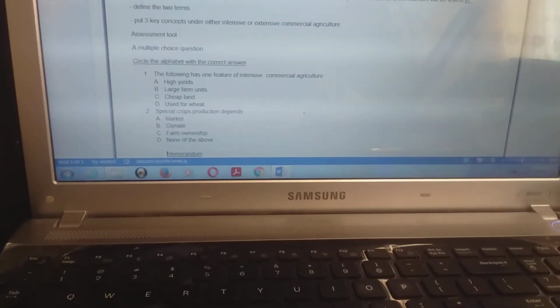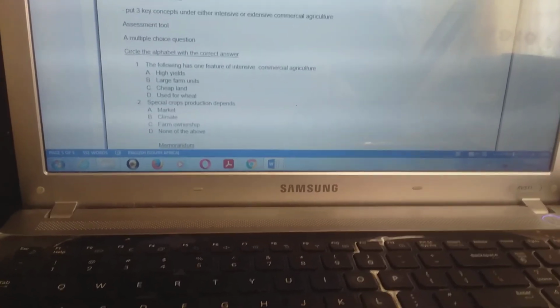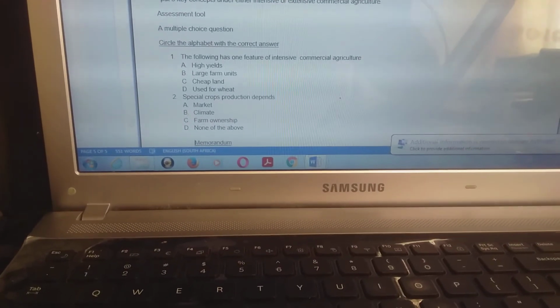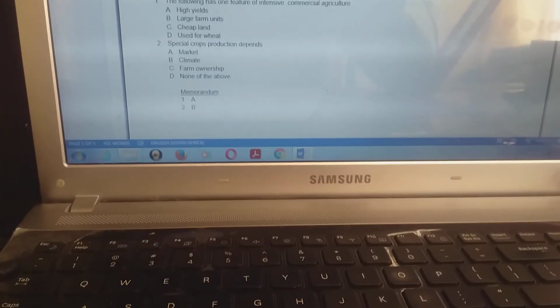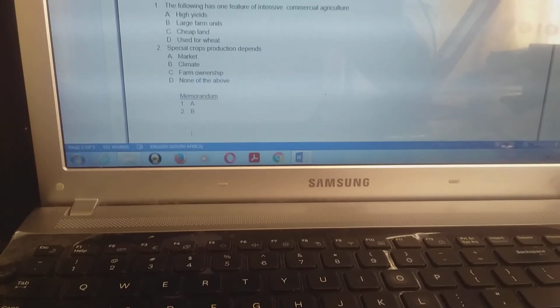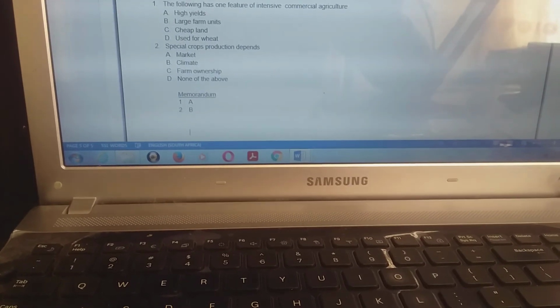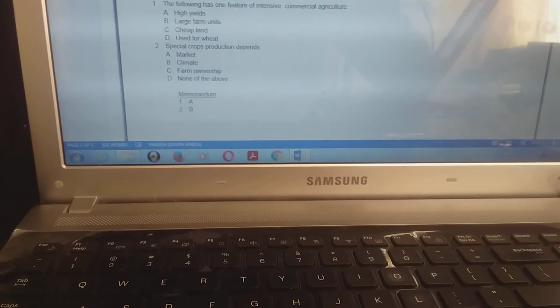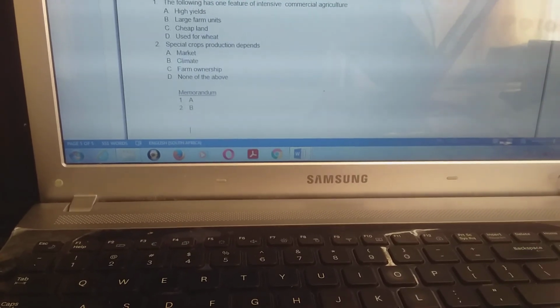Assessment tool. A multiple choice question will be given to learners, where they will be required to circle the letter with the correct answer, which will be the form of assessment that the teacher will use. As for testing the learners, the teacher will use the memorandum to check the understanding of the learners and to grade them.